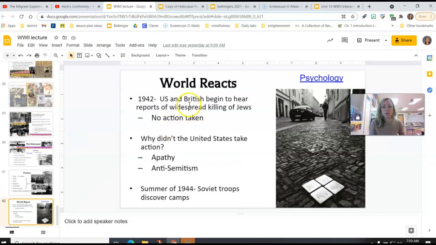So how does the world react? Well, we had an idea that this was happening in 1942, but we do not take action, which raises the question, all right, why not take action? And so a lot of the reasons is apathy, right? It's not our problem. We're not involved in it. We're going to stay out of it.